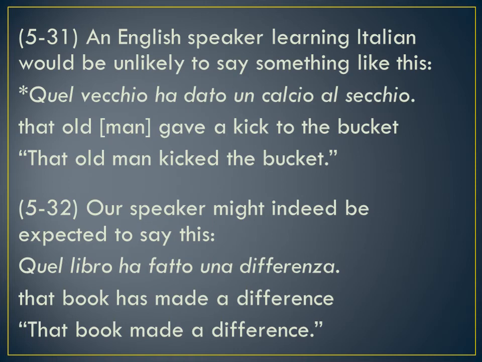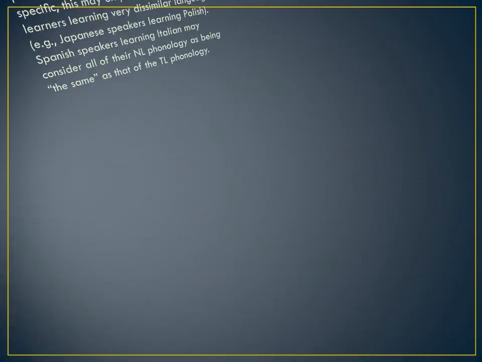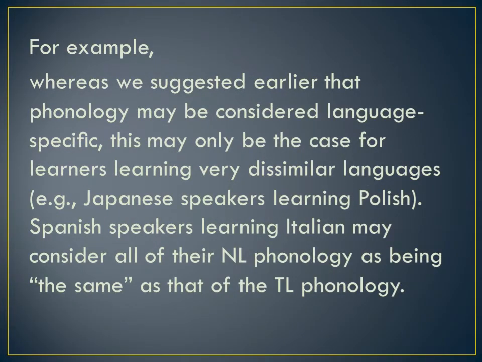However, the language-specific or language-neutral continuum is not intended to be absolute. An additional important variable is perceived language distance. Languages that are closely related may influence learners in their beliefs about what is language neutral and what is language specific. Whereas we suggested earlier that phonology may be considered language specific, this may only be the case for learners learning very dissimilar languages. For example, Japanese speakers learning Polish, Spanish speakers learning Italian may consider all of their native language phonology as being the same as that of the target language phonology. Hence, in this learning situation, we would expect to find much more transfer.